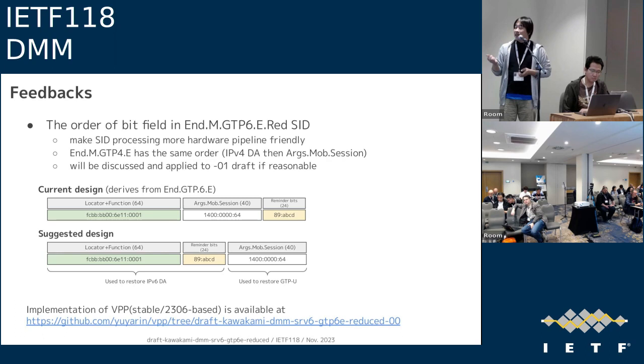I arranged this order of the bit field based on the current end.DTP for end.m.dtp6e, so it just utilizes the reminder zero padding bits to store the GNOB address. But in this case, after the locator and function, the reminder bit is following, and then the ARGS mobile session is the tailing.